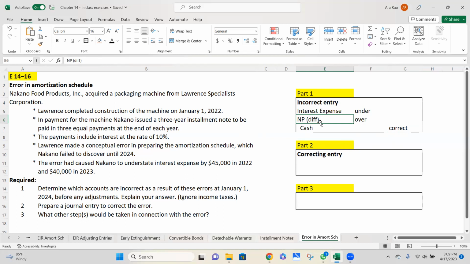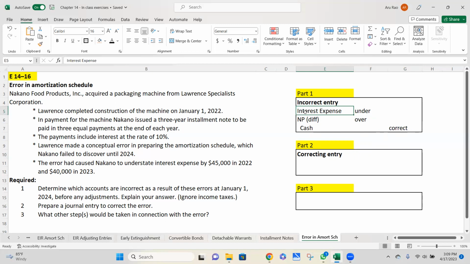So in this case, what we're looking at over here is, because this was understated, this number got overstated. Nothing wrong with cash again. Now, how do we correct the mistake? Interest expense for the past 2 years.